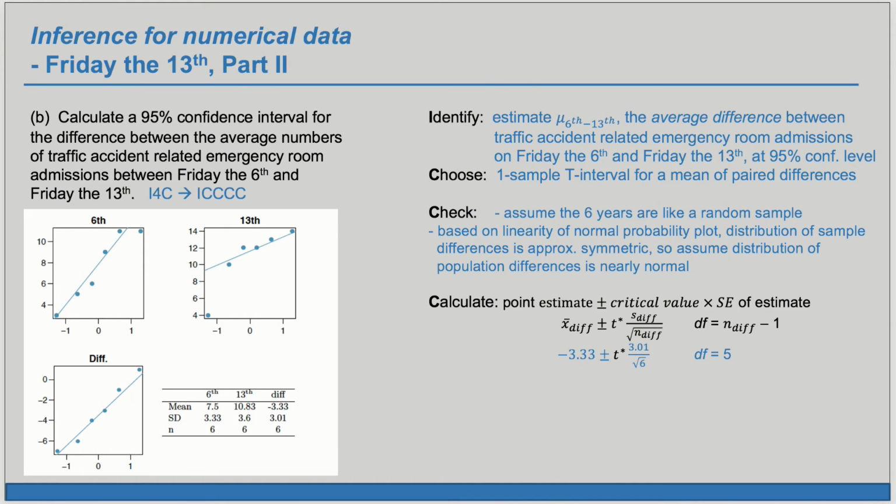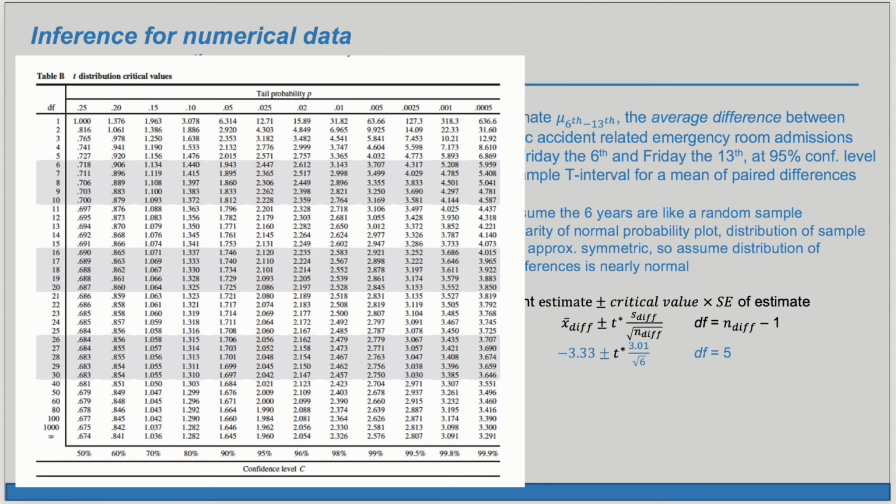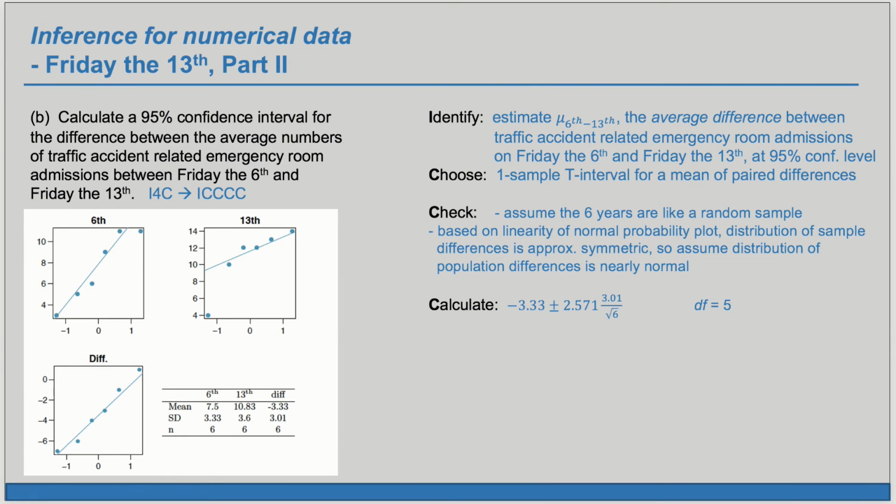We can plug in the sample standard deviation for the differences of 3.01 and divide by square root of n diff, which is 6. Degrees of freedom is 5, and now we just need to find t star, so we can pull up a t table. Our degrees of freedom is 5, so we'll go to row 5, and we'll look at the column that corresponds to 95% confidence, and we see that our critical value, t star, is 2.571. So 2.571, we'll plug that in for t star.